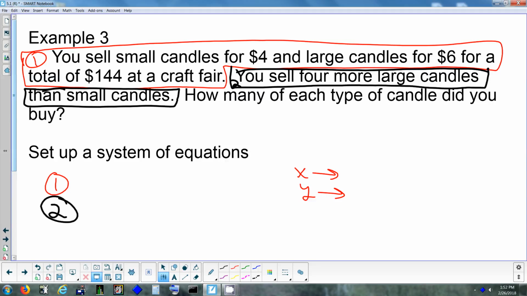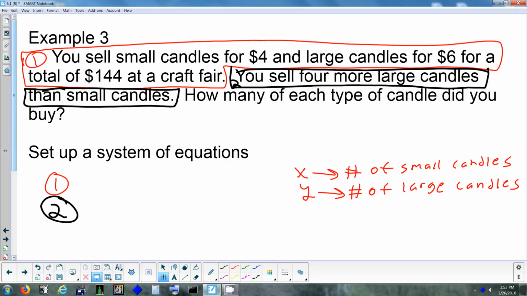So what do we want x to be? What is x going to represent? It's going to be a description in words. X is the number of small candles. And what's y? The number of large candles.